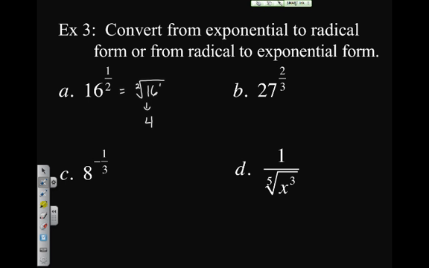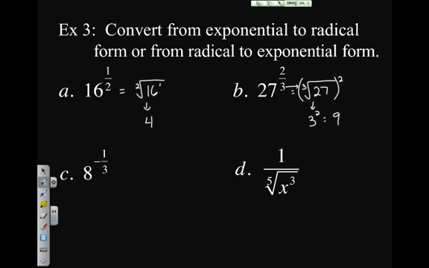For part B, 27 to the 2/3 power. Again, this is our index, so it's the cube root of 27. And just to make our numbers easier to work with, I typically will put the 2 on the outside because we can figure out the cube root of 27 is 3. And then we've got the squared, and it's very easy to do 3 squared and get 9 for our answer. It'd be a lot more difficult to square 27 and then take the cube root of that.